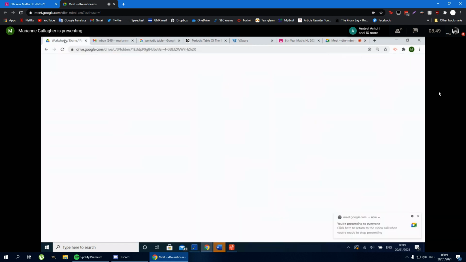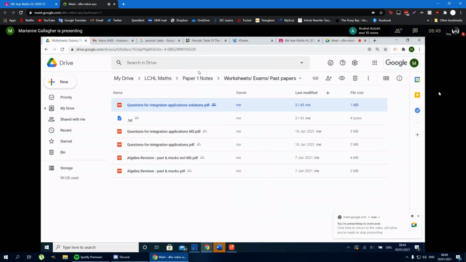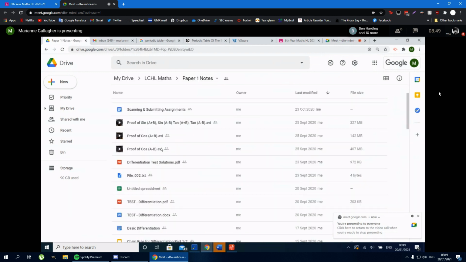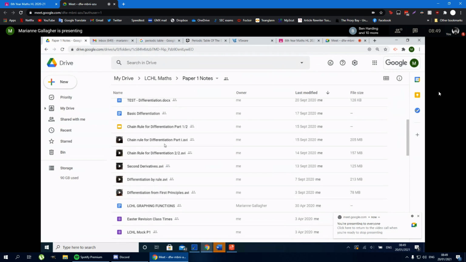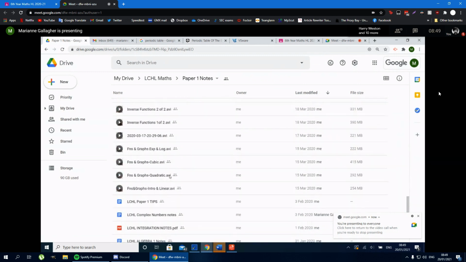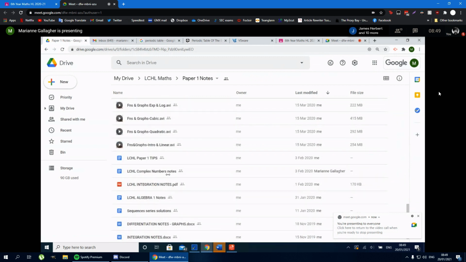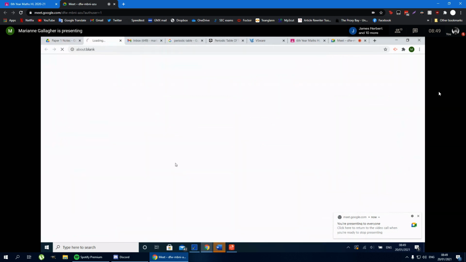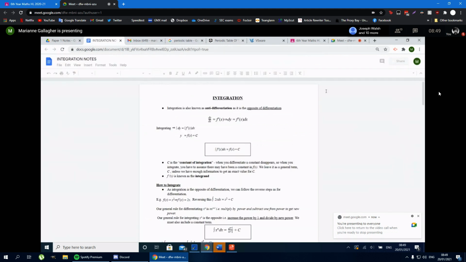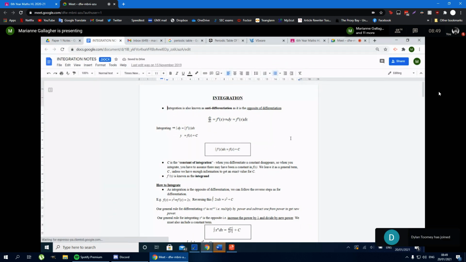So let me just pull up what I have on notes for integration. And I'll put these up on Classroom. Here we go. Hopefully they show up all right. Can you see those okay?